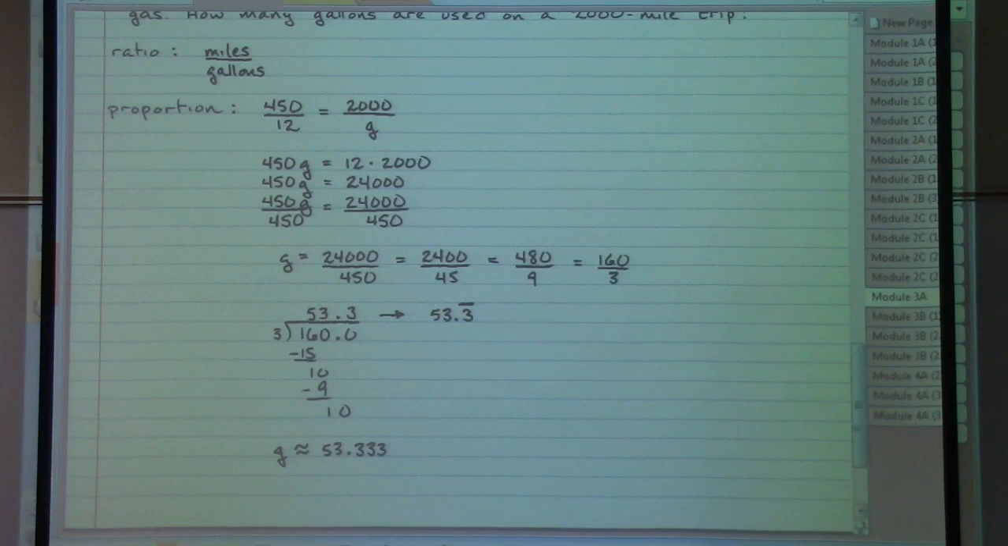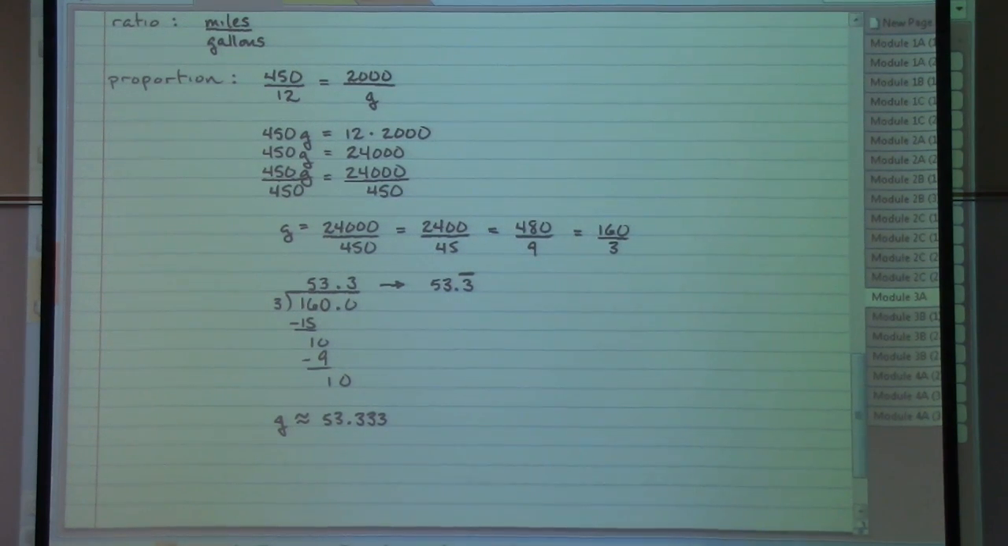And so, to be perfectly clear, for this road trip, the car uses about 53.333 G is for gallons.